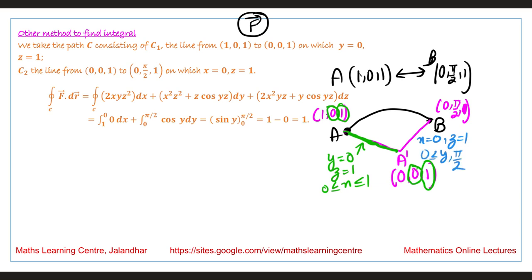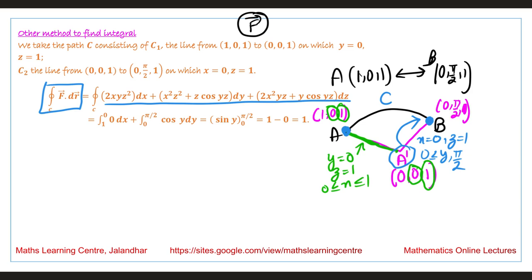So what we obtain is the value of the integration of f dot dr vector. We have to calculate the value moving from A to B, but this value is independent of path. This thing we have proved. So we have chosen another path, moving from A to A dash and then A dash to B.